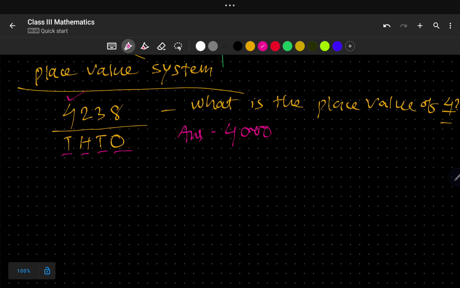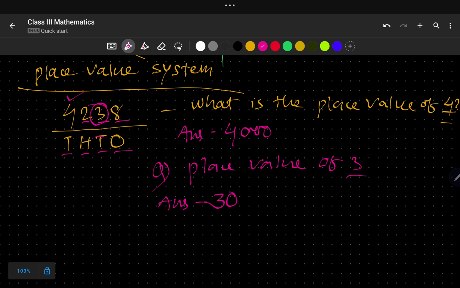As well, sometimes if the question is like that, what is the place value of 3 in this number, the answer will be 30. Here you can see 4238. 30 is in the 10 place. So the place value of 3 here is 30. So in this way you can solve the place value system questions. Then we will move to the formation of 3-digit numbers.